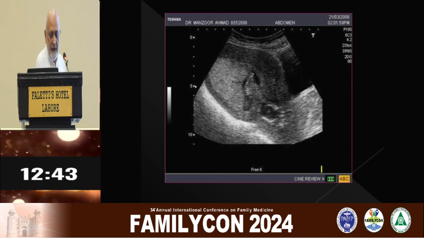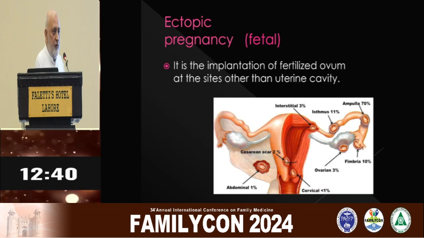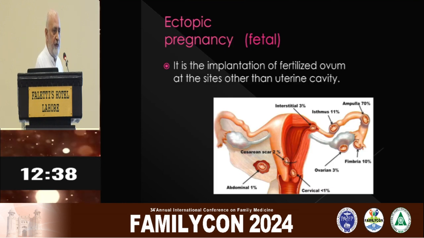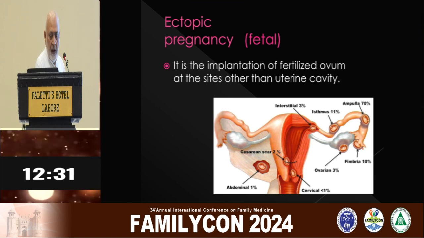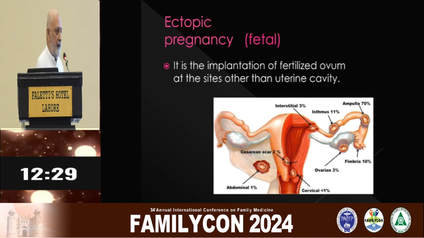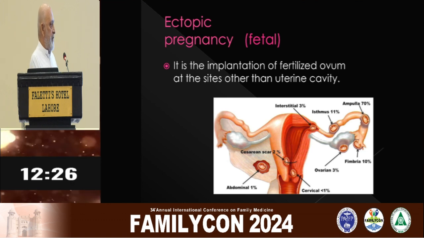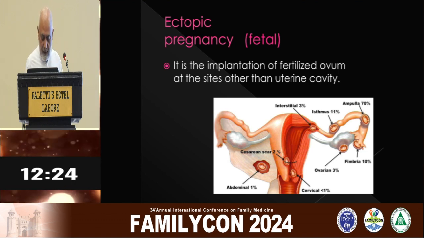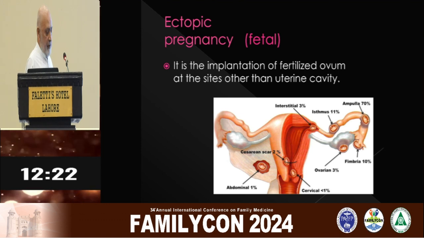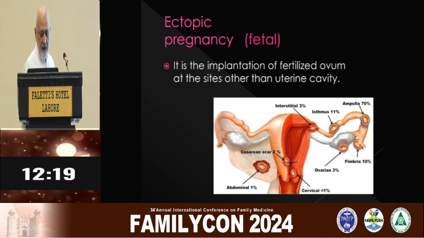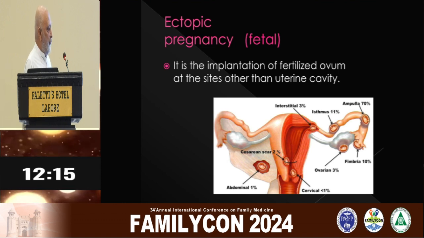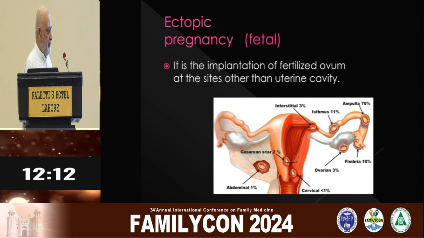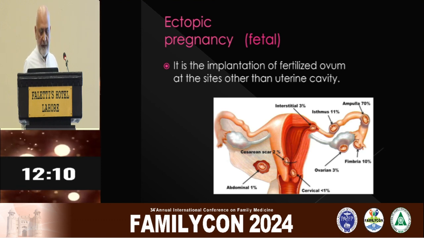Ectopic pregnancy is very important to keep in mind when a patient comes with pain or bleeding and there is a positive pregnancy test. It is the implantation of a fertilized ovum at sites other than the uterine cavity. The fertilized ovum is ectopically implanted, and the various sites where it can be are the interstitial part of the tube, within the tubes, the ovary, the cervix, and the cesarean scar. These are the various sites where we can see it.